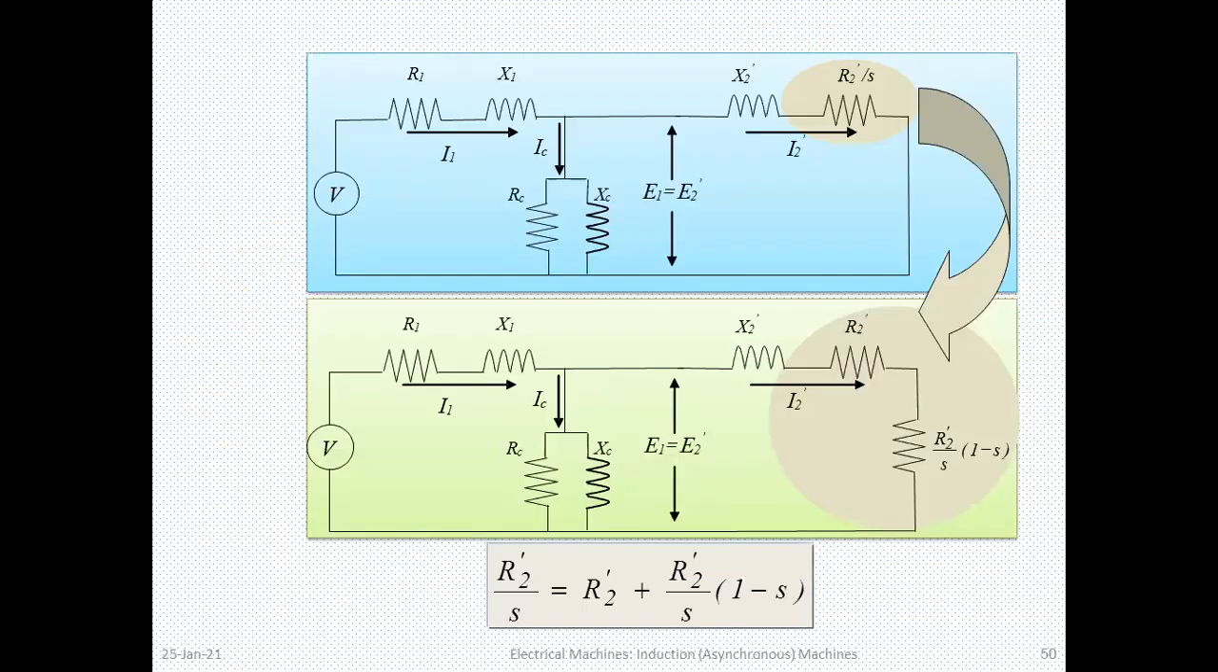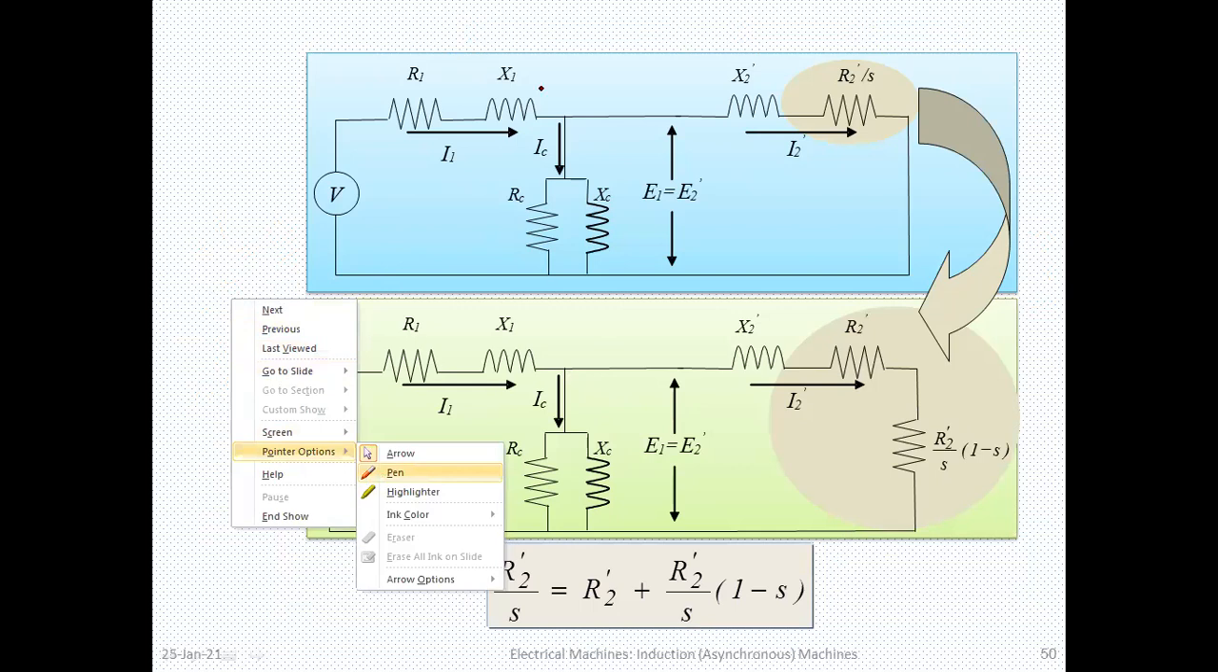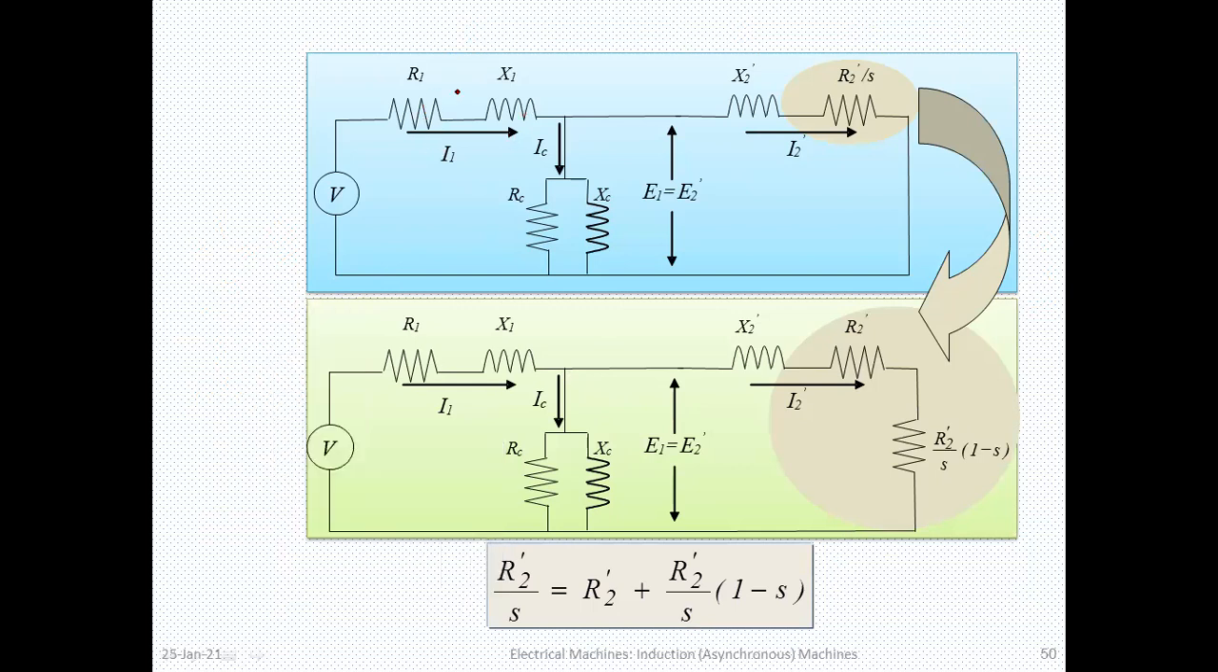Now, whatever we have already drawn and explained, the same circuit is now reduced. So this is R1, X1 and I1, and this is I2 dash, this is X2 dash, and this is R2 dash. Now this R2 dash has been converted into two components, already explained: R2 dash and R2 dash multiplied by S multiplied by 1 minus S. So if we add these two equivalent values, it is the same as R2 dash by S.